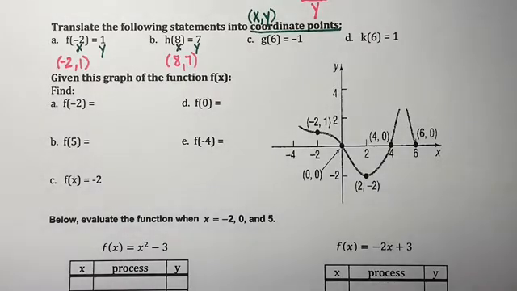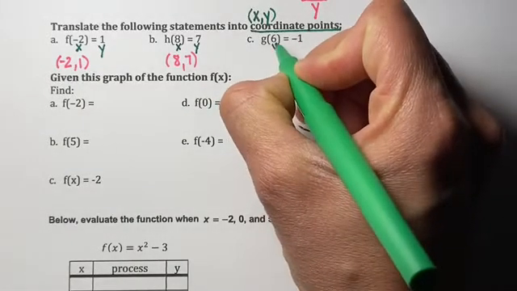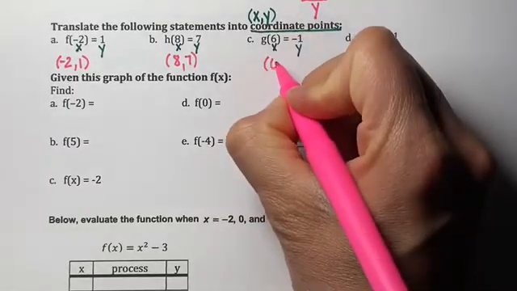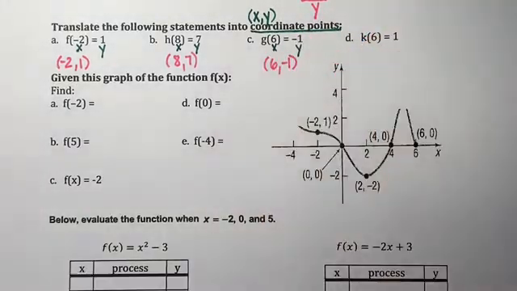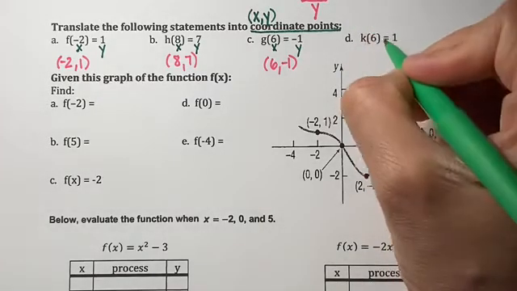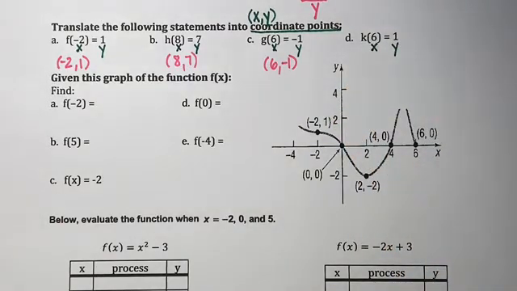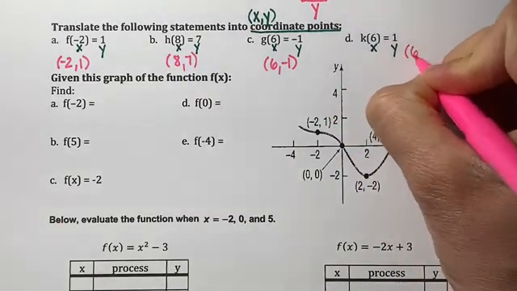In letter C, you have g of 6 equals negative 1. Well, this means this is my x, this is my y. So to write this as a point, 6 comma negative 1. And last example, letter D, k of 6 equals 1. 6 is our x, y is our 1. To write this as an ordered pair, it'd be 6 comma 1.